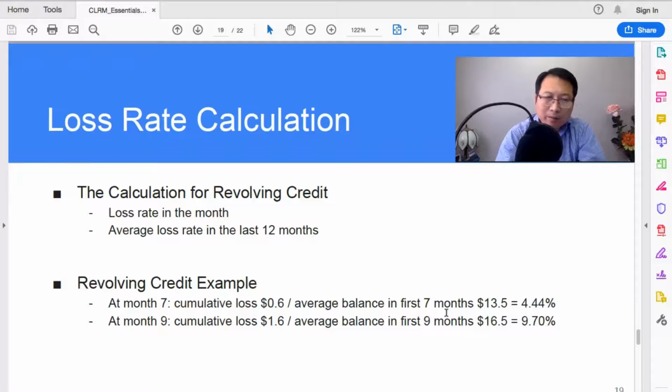That's because typically for a credit card, it takes about 6 months for the loss to surface. You have to go through 6 months, from cycle 1, cycle 2, all the way to cycle 6, then become charged off. So it is very typical that in the first half a year, you don't see the loss. But then you will see a ramp up around month 7 to month 9. But afterwards, it will gradually come down. So that's the loss rate calculation for revolving credit.